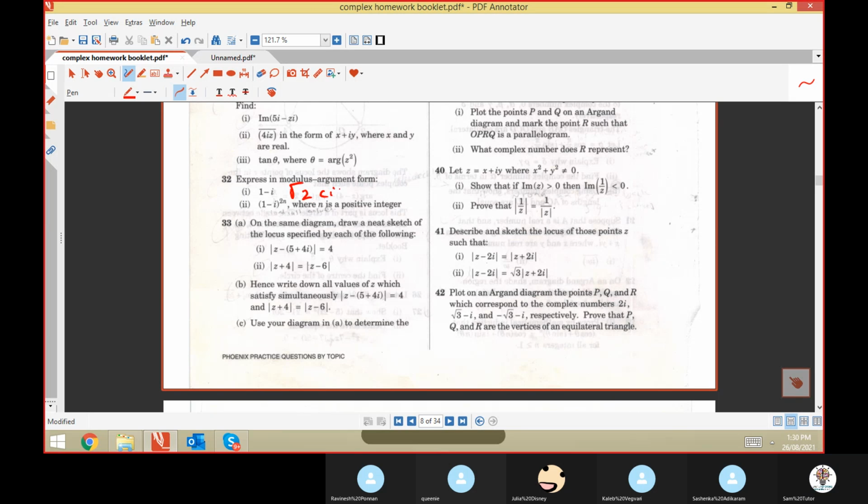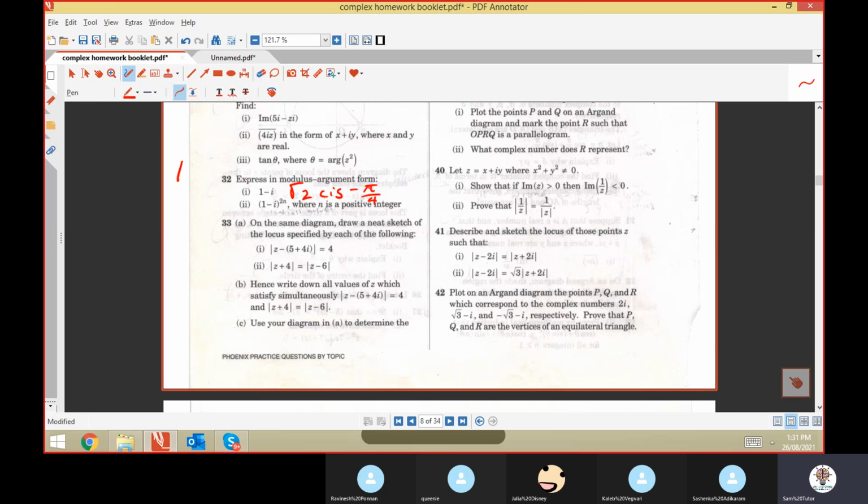32 is maybe negative. I hope I wasn't wrong. Sorry? Oh wait, I don't think I did it. I think I just skipped it. Okay, but do you know how to do modulus argument? I forgot, but it's alright. I'll just catch up on it later.